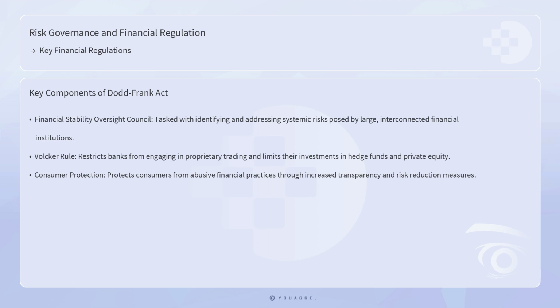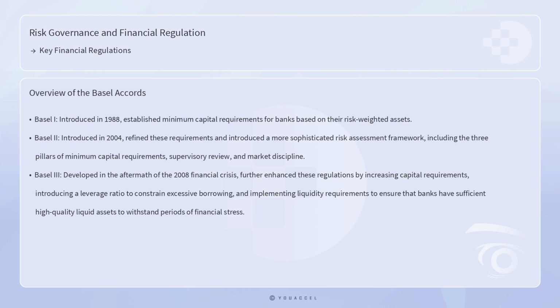The Volcker Rule, another crucial element of Dodd-Frank, restricts banks from engaging in proprietary trading and limits their investments in hedge funds and private equity. This rule is intended to separate commercial banking activities from high-risk investment activities, thereby reducing the likelihood of bank failures and protecting consumers' deposits.